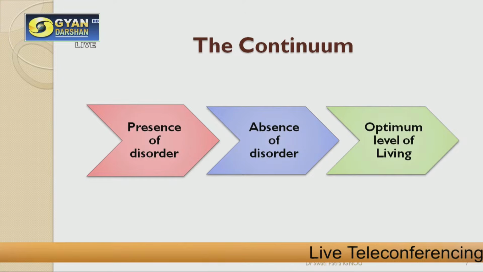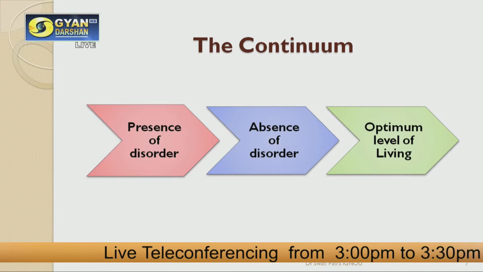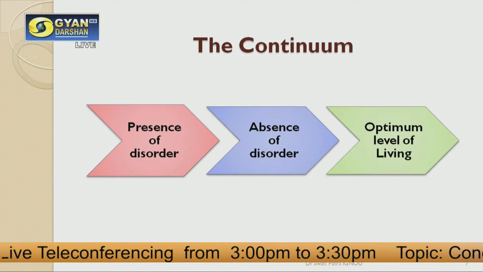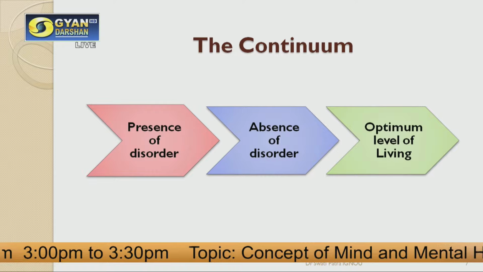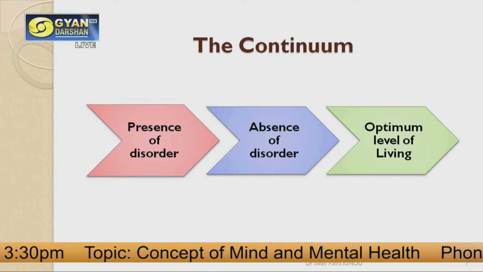Okay, because in this continuum, if we see, we move beyond the absence of mental disorder. Moving beyond the absence of mental disorder, we talk about the presence of optimum level of living. That is the presence of a flourishing state of well-being. Okay. So our goal when we talk about mental health is reaching that optimum level or the flourishing state of well-being. That will indicate a good mental health or a positive mental health.